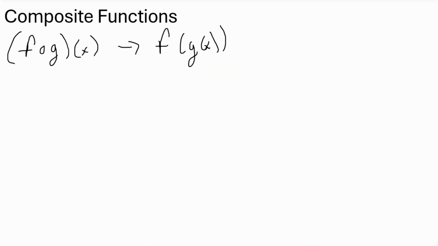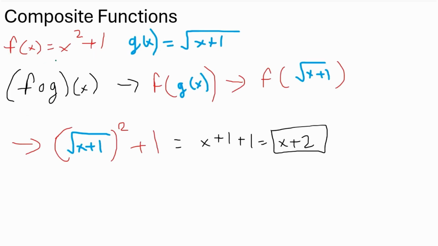Now with composite functions, don't get composite and multiplication confused. Multiplication is a closed dot, composite is an open dot, and that just means doing the function of a function. So let's say f of x is x squared plus 1, and g of x is root x plus 1. f of g of x just means you're doing f of whatever g of x is, root x plus 1. So you plug this root x plus 1 into that x, and it becomes root x plus 1 squared plus 1. So that's just x plus 1 plus 1.